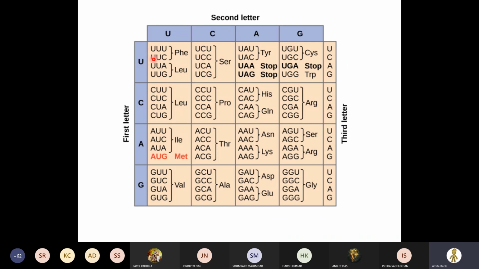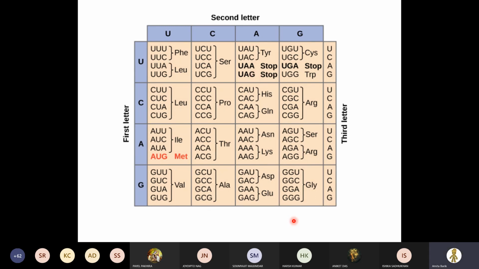The first letter is U, U, U, and all. Second is again U, and this thing U, C, A, G. Then again here the first letter is U, the second letter is C, and again U, C, G, and all that. This way this chart has 64 codon combinations, you can find it out. And here you can see which amino acid is actually forming. So AUG is for methionine, the start codon, and these three are the stop codons.